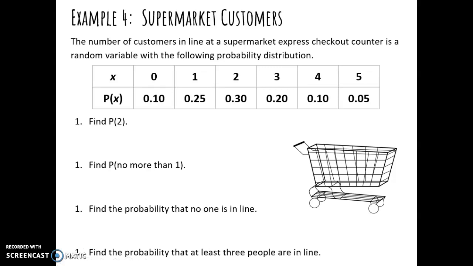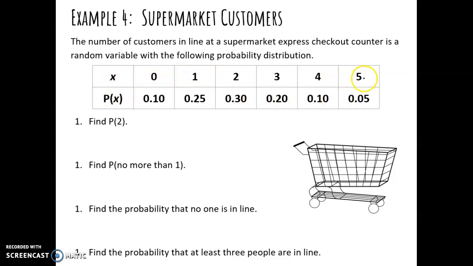This video is discrete random variables, the probability distribution function, and expected values part 2. We're picking up with example 4. It says the number of customers in line at a supermarket express checkout counter is a random variable with the following probability distribution. X goes from 0 to 5, and the probabilities are listed underneath each one.